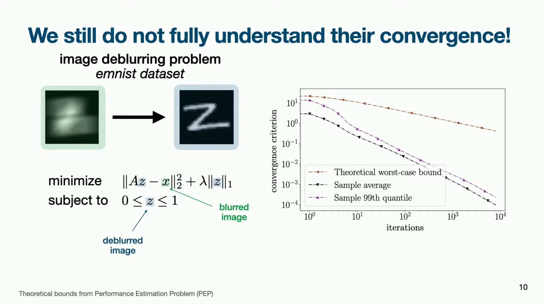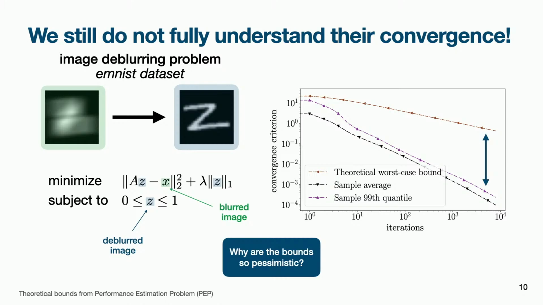But how about the 99th quantile, which for all practical purposes is basically close to the worst case for this type of problems? It's much closer to the average case, which means that for these types of problems, the bounds are very pessimistic compared to the actual behavior that I'm encountering. Okay? So why is this the case? There are several reasons. The theoretical worst case bounds, by the way, are tight, so they're not conservative. They're actually tight for the function classes that we are considering.